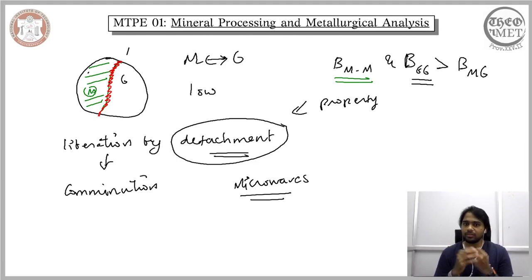Now, if you know that for a given large particle of a mineral, the bond strength between the minerals and the gangue is weaker when compared to the bond strength between two mineral entities and two gangue entities. So when I say BMM here, it refers to the bond strength between two mineral entities, and BGG refers to the bond strength between two gangue entities. When these bond strengths are noticeably higher when compared to the bond strength between a mineral entity and a gangue entity, then you can go for liberation by detachment.